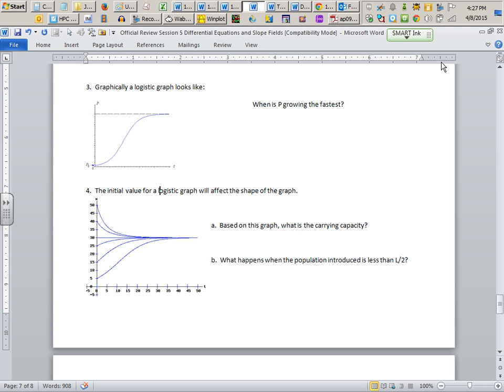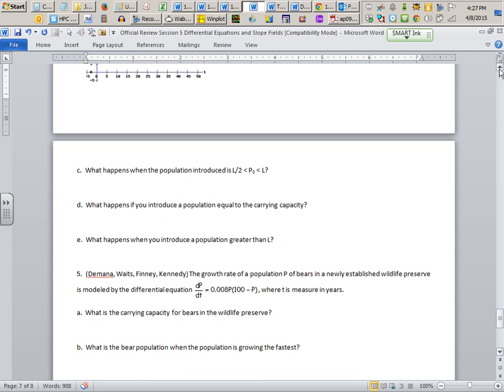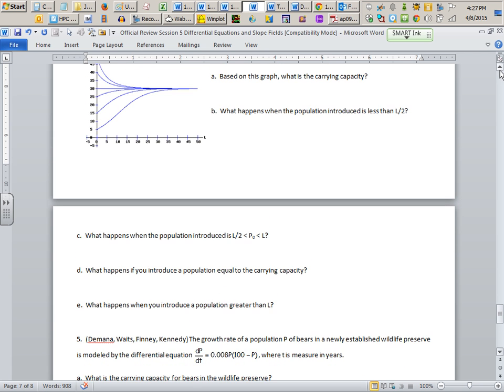All right, we have about 3 minutes left. Here's some more questions. What happens when the population introduced is between L over 2 and L? So that would basically be this curve here. This only increases at a decreasing rate. So population will only increase at a decreasing rate.